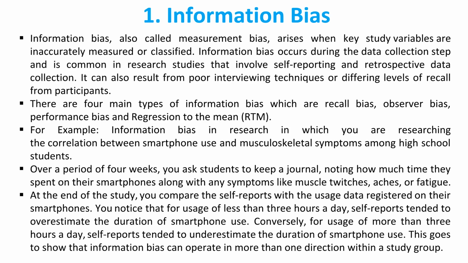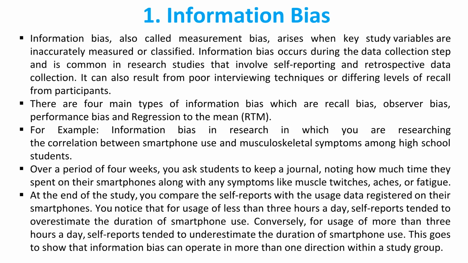There are 4 main types of information bias, which are recall bias, observer bias, performance bias, and regression to the mean, RTM. For example, information bias in research in which you are researching the correlation between smartphone use and musculoskeletal symptoms among high school students. Over a period of 4 weeks, you ask students to keep a journal, noting how much time they spent on their smartphones along with any symptoms like muscle twitches, aches, or fatigue.